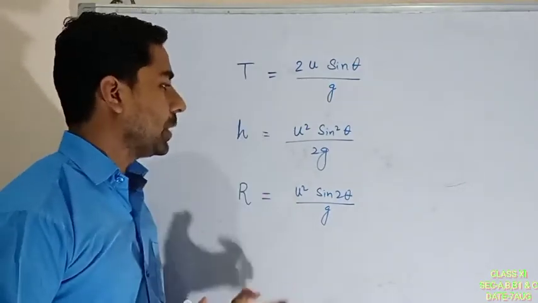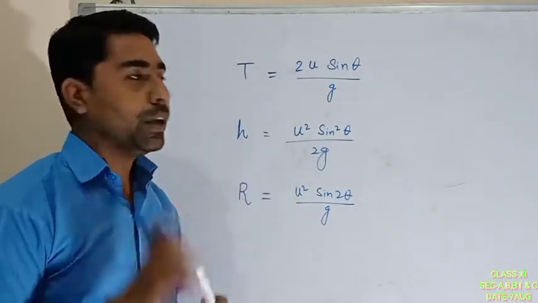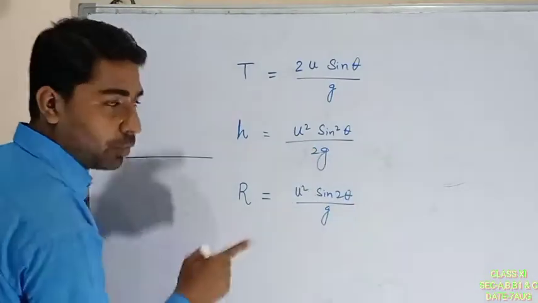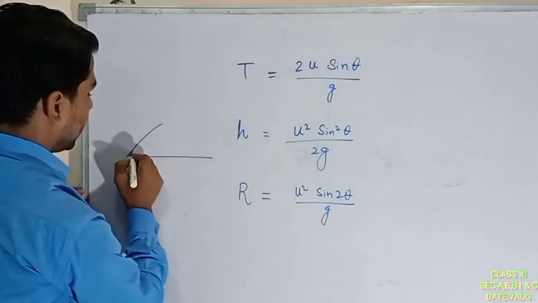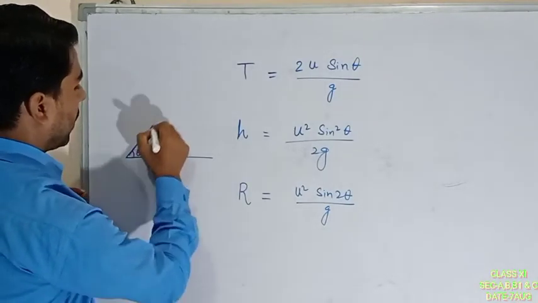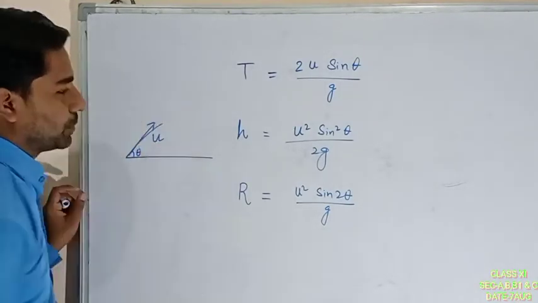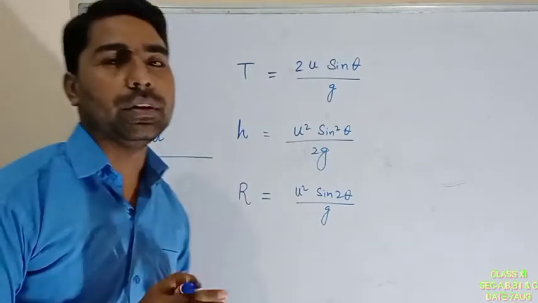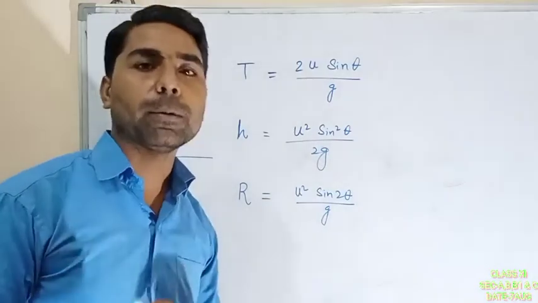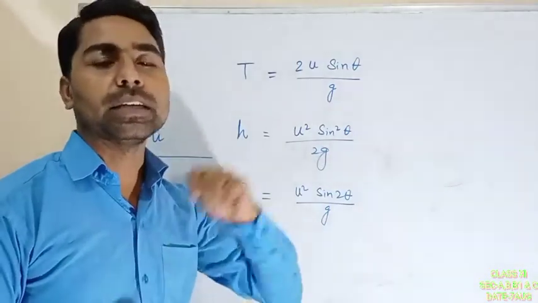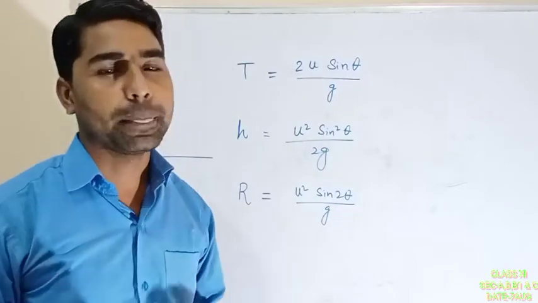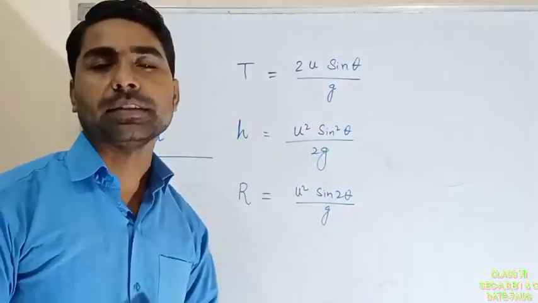In this projectile motion, you have seen the projectile was projected from the ground at some angle, say theta, with some initial velocity u. Now today we are going to discuss what happens when you project an object from some height, standing on a tower, and what the equation will be at that time.